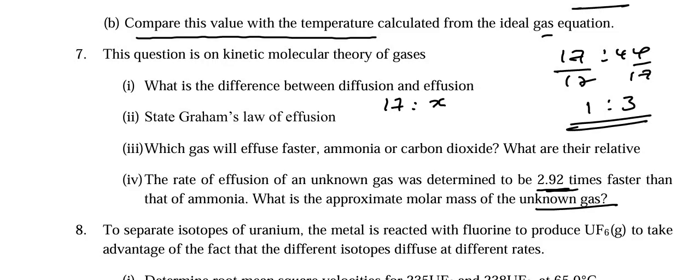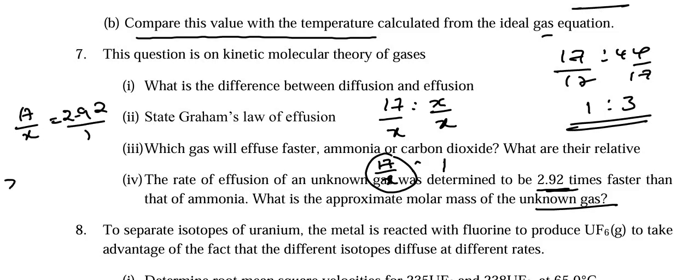So meaning it's the one that we divided. So in short, if you divide here by X and divide here by X, this should have been 1 to 17 over X. Meaning 17 over X is equal to the 2.92, so we can cross multiply here, meaning X is equal to 17 divided by 2.92. What answer do we get? That will be the molar mass of the unknown gas. 5.82. Yeah, so this will be the molar mass of the unknown gas. Is this okay?